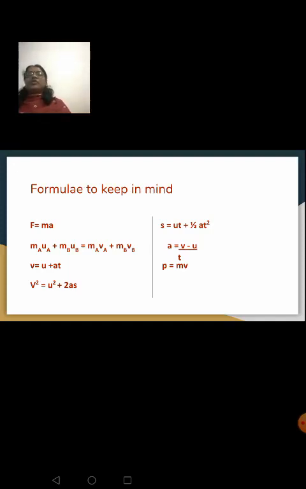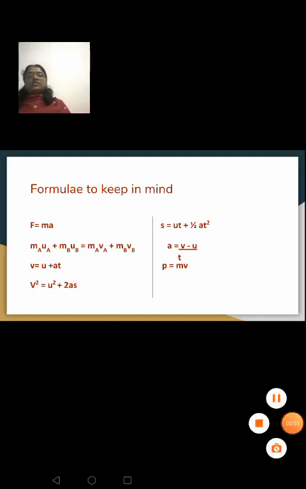V is equal to U plus AT, V square is equal to U square plus 2AS, and S is equal to UT plus half AT square. These are all your equations of motion, three equations of motion which are done in your previous chapter, that is motion. Then A is equal to V minus U upon T is your formula for acceleration. P is equal to MV is for momentum. So these formulae you have to keep in mind before we solve the sums.